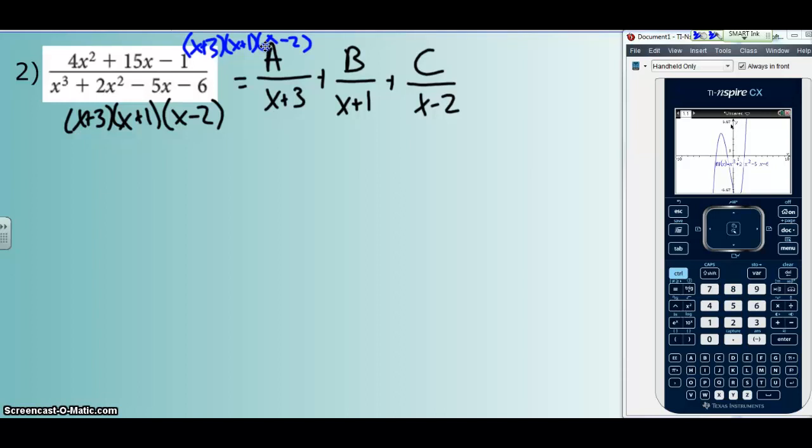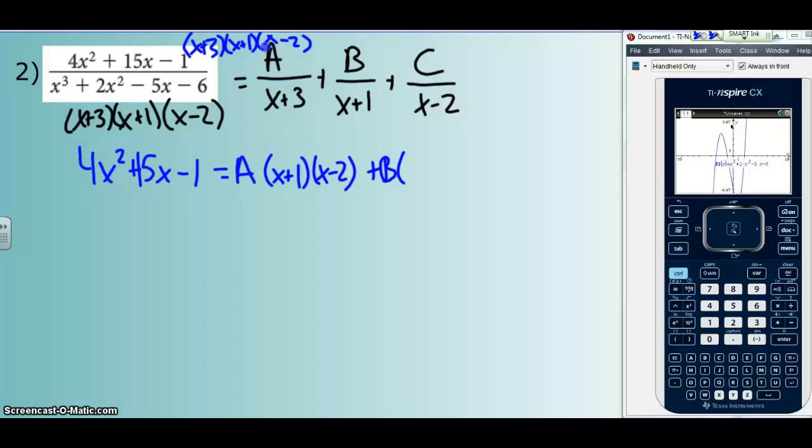Okay, so what's going to happen is I'm going to have 4x squared plus 15x minus 1. For the A, only the x plus 3 will cancel. So I'm going to have A times x plus 1 and x minus 2. For B, the x plus 1 will cancel, so I will have x plus 3 and x minus 2. And the C, only the x minus 2 will cancel, so I will have x plus 3 and x plus 1.